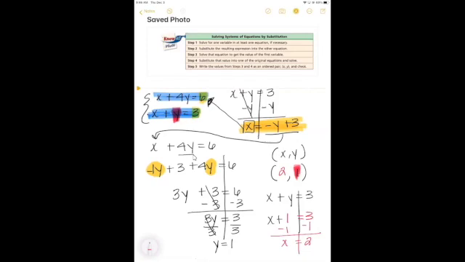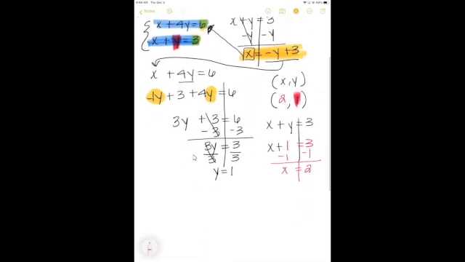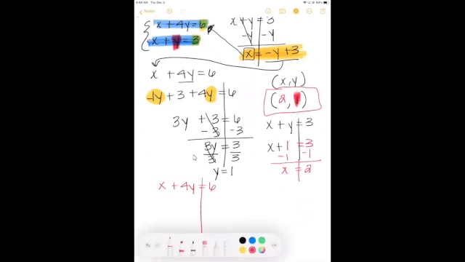Now what we have to do now is check our work. So I'm going to take both of my original equations to make sure that this ordered pair works for both of them. So x plus 4y equals 6. I'm going to substitute my x and my y. So x is equal to 2 and y is equal to 1.